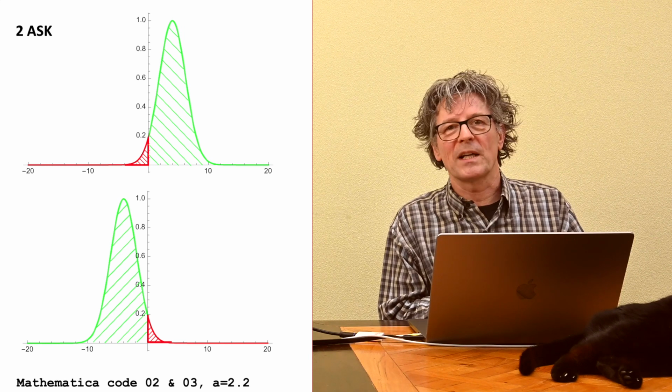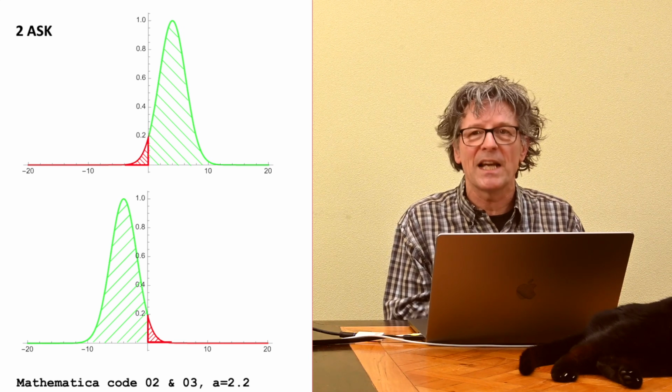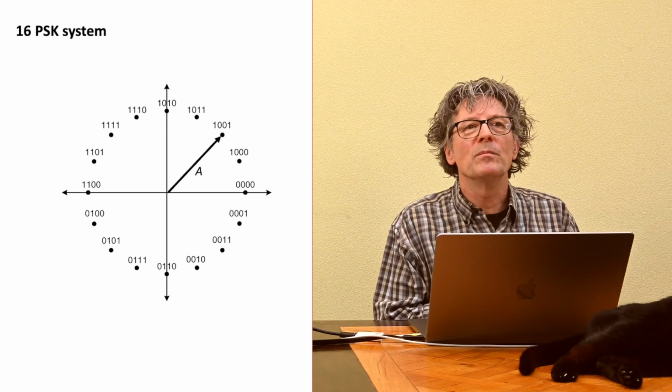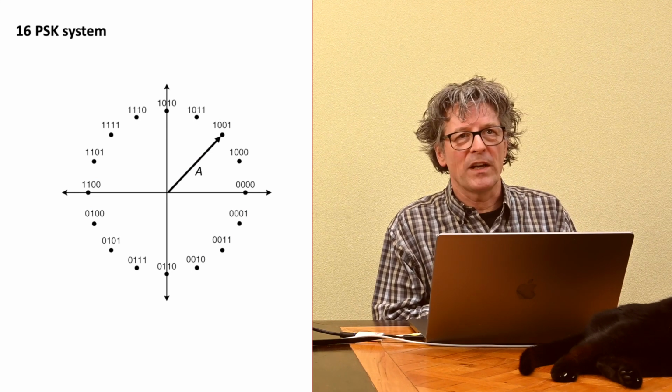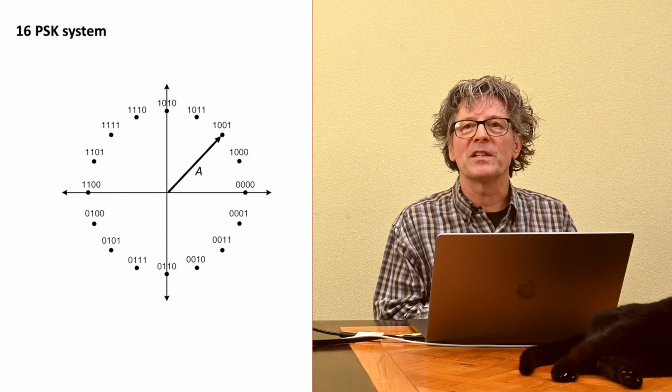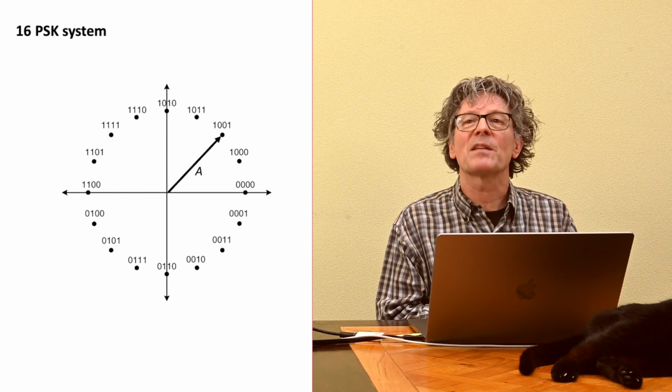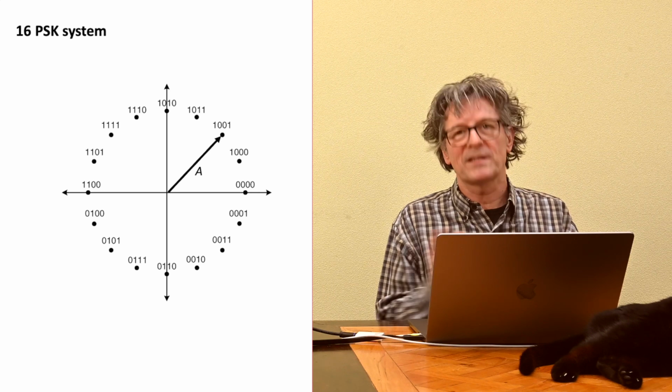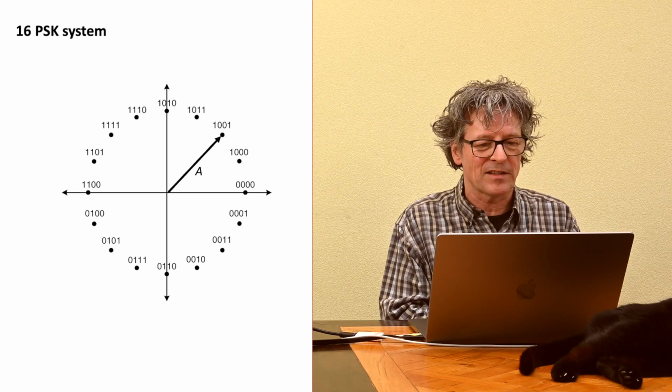But now, of course, we want to look at a bit more sophisticated types of telecommunication systems, and we're going to move to the 16 phase shift keying system. So 16 different values can be transmitted at any point in time, which means that we can actually code 4 bits at the same time. We can transmit 4 bits at the same time.